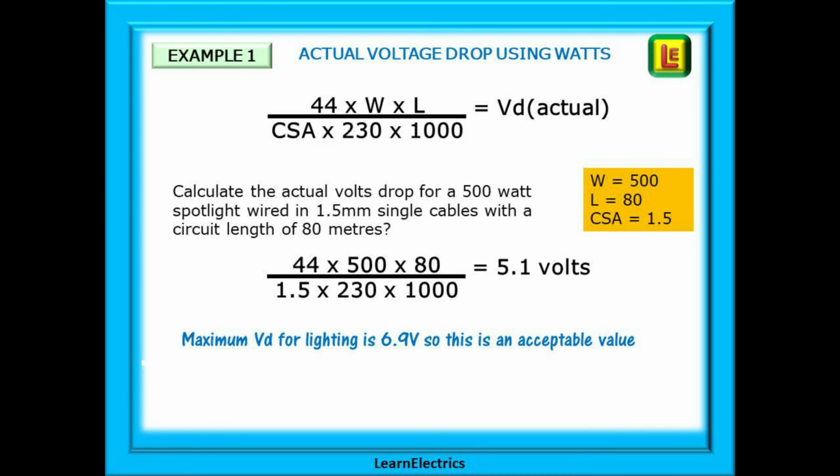Watts are 500, the length is 80 meters, and the CSA of the cable is 1.5mm. Put these numbers into the calculation and we have a voltage drop of 5.1 volts. This is a lighting circuit, so the maximum permitted is 6.9 volts, and this circuit easily complies with that.